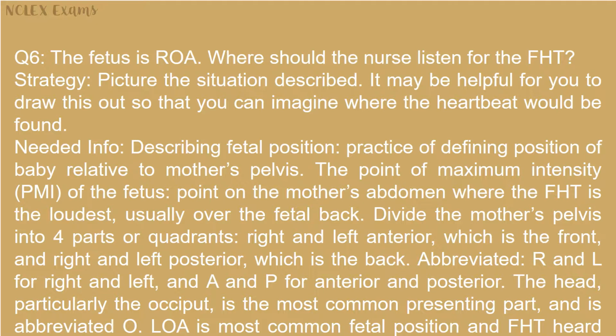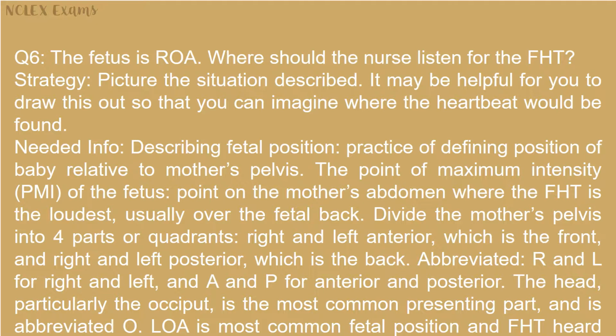Needed info. Describing fetal position. Practice of defining position of baby relative to mother's pelvis. The point of maximum intensity, PMI, of the fetus. Point on the mother's abdomen where the FHT is the loudest, usually over the fetal back. Divide the mother's pelvis into 4 parts or quadrants, right and left anterior, which is the front, and right and left posterior, which is the back. Abbreviated R and L for right and left, and A and P for anterior and posterior.